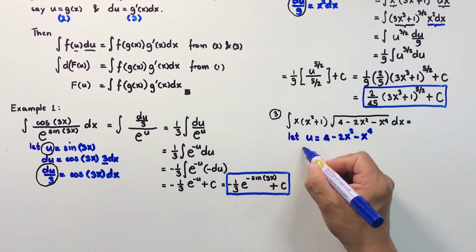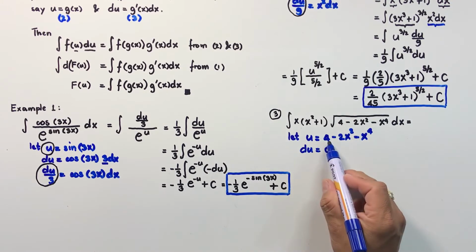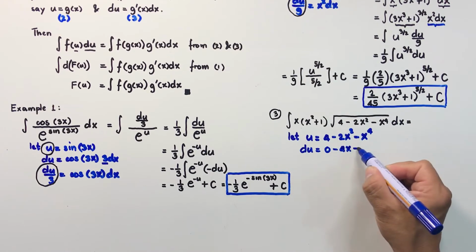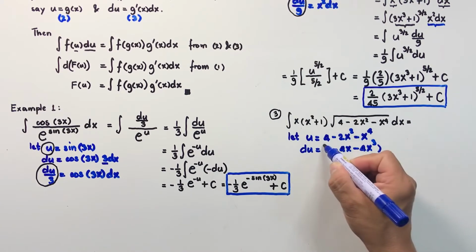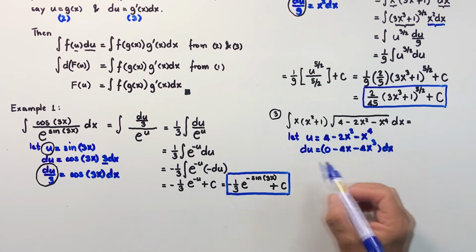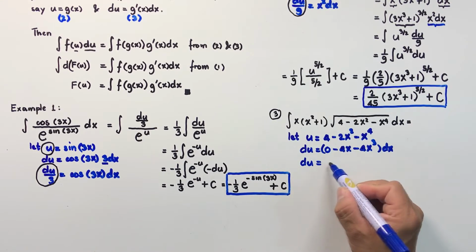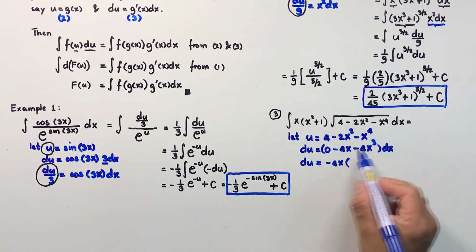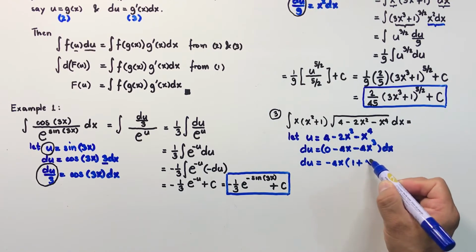And if you get the differential of this u, we have 0, because the differential of a constant is 0, minus 4x minus 4x cubed. And this is multiplied by dx. Now, simplifying this expression here, we have du, which is equal to the negative 4x. When you factor out this negative 4x in this binomial here, we have 1 plus x squared.